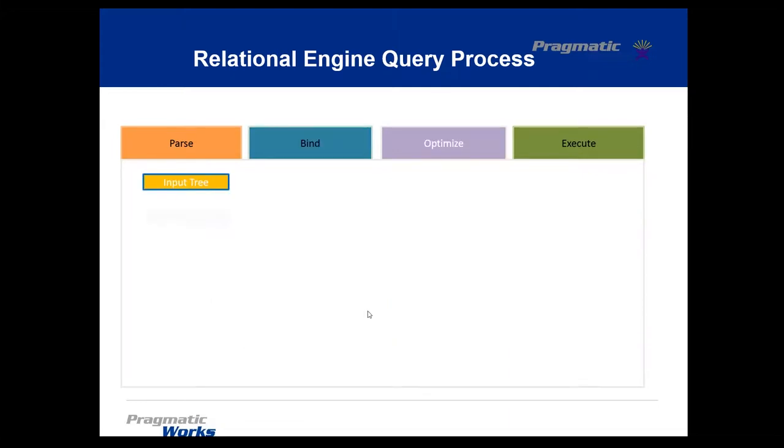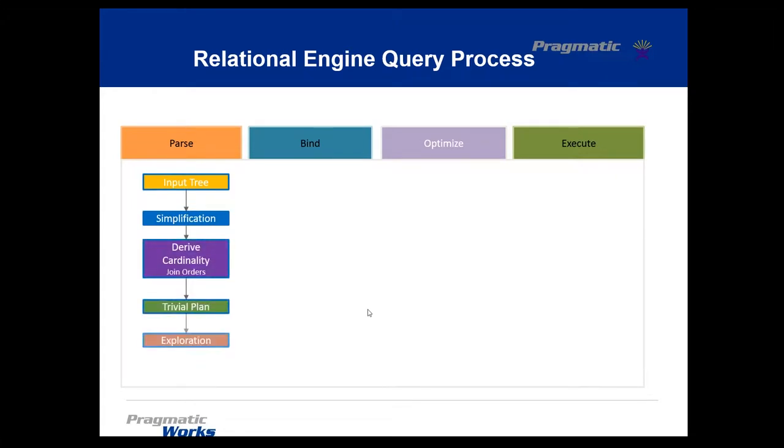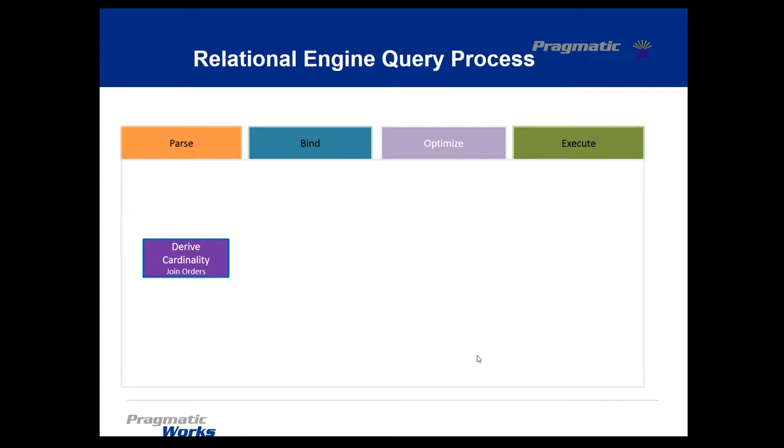When we break this down a little bit further and we get to the heart of optimization, we have input trees, simplification, derived cardinality and join orders, trivial plan, and exploration. Right here, derived cardinality and join orders. This is where things specifically changed for the cardinality estimator within SQL Server.